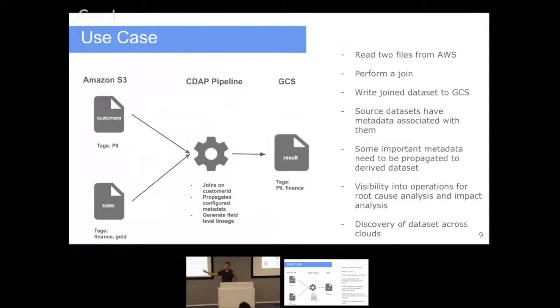Now when I want to find all my data sets which have some kind of personal identifiable information, if I'm limited to looking into one cloud provider, then I miss this part where the data processing happened, which moved that data from one cloud to another cloud. So the discovery aspect is that you want to discover data sets based on metadata across clouds or across environments.